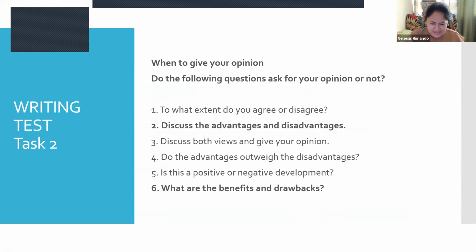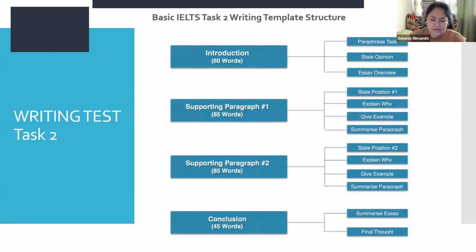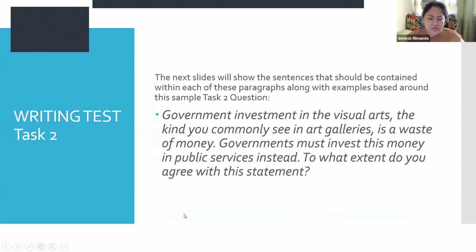If it's a "to what extent" question, number one, it's an opinion question. So you give your opinion and support it. You don't need to mention the other side of the argument. So give your opinion. Do you agree or do you not agree that government should invest in the visual arts? So your first paragraph should state, I agree or I don't agree. Then write the supporting paragraphs. Why do you agree? 1. Again, another one. Why do you agree? Number 2. Then again, you write a summary.